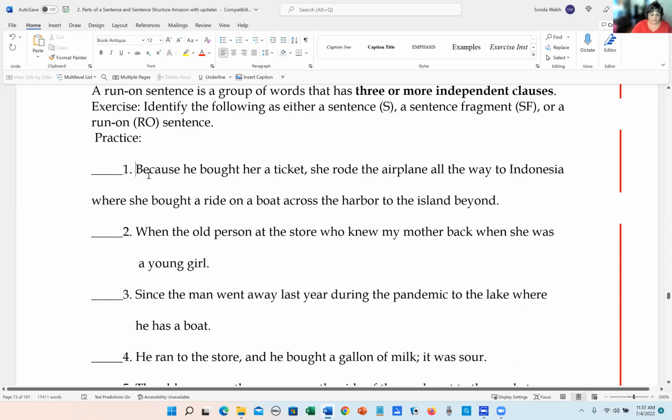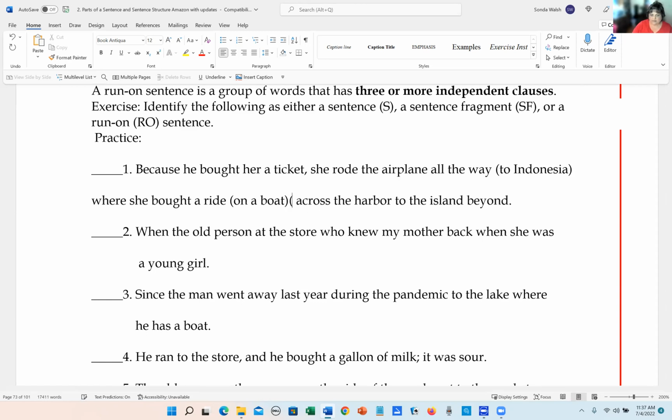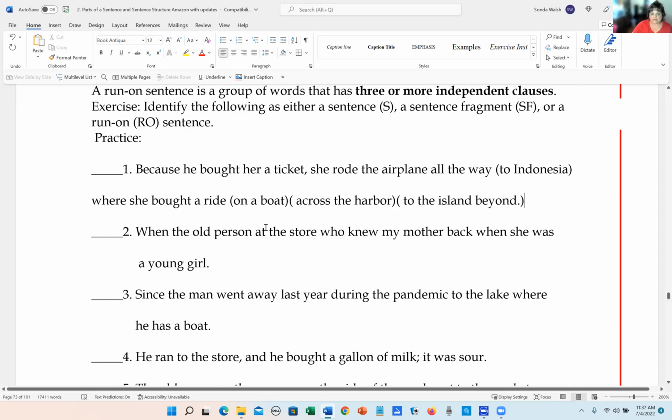Okay, so let's go through, and I'm going to follow all of the same rules. I'm going to find the prepositional phrases. To Indonesia is a prepositional phrase. On a boat is a prepositional phrase. Across the harbor to the island beyond, those are two prepositional phrases. So always identify your prepositional phrases. You can mark them out if you need to.